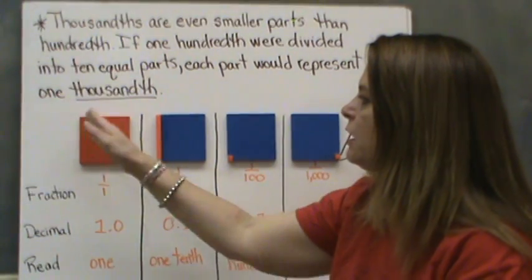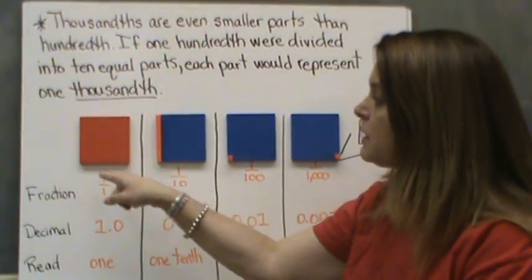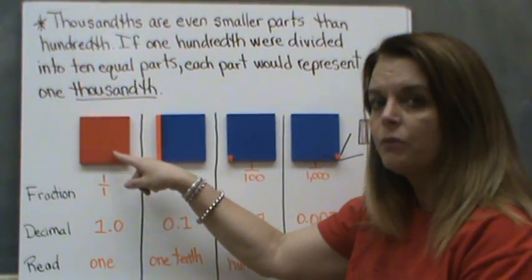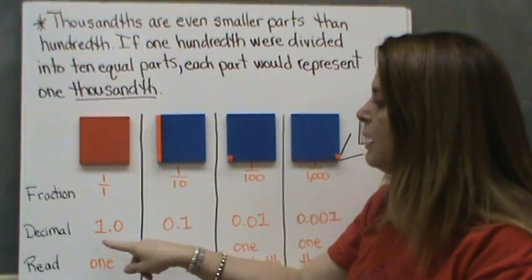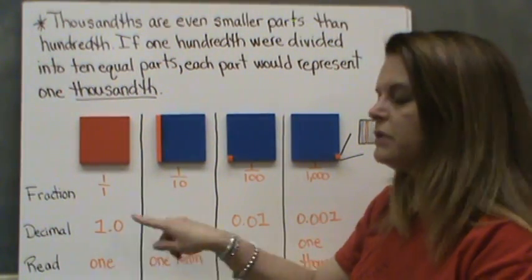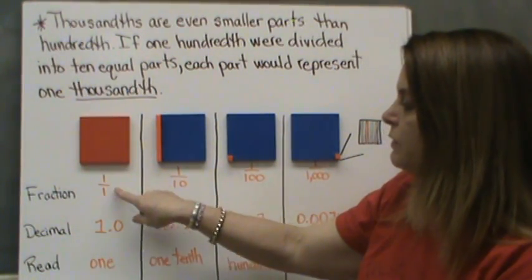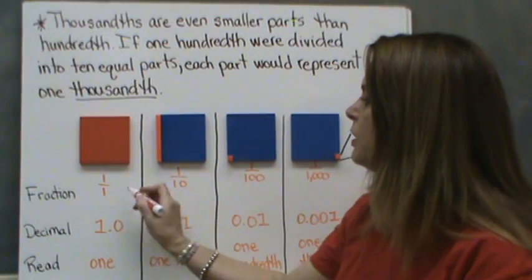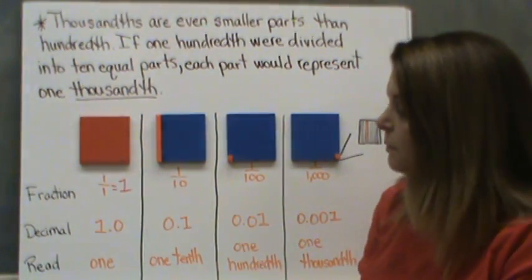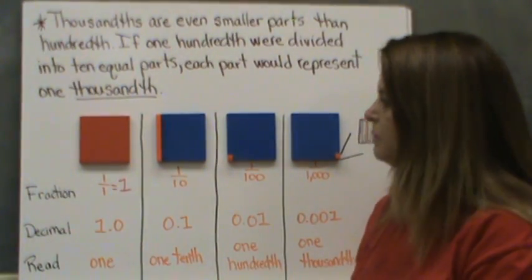What fraction of this square is orange? Well, the whole square is orange. So my fraction would be 1 over 1, 1 of the 1. My decimal is going to be 1 decimal 0. I'm going to read that as 1. So this fraction, we know that 1 over 1 equals 1. My decimal is 1, and I'm going to say 1.